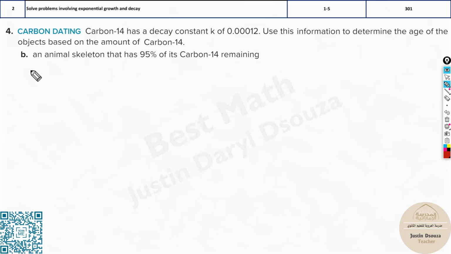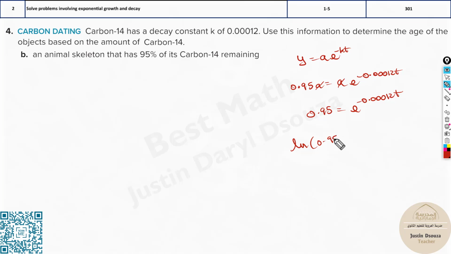Let me just take it off. You have to write given and everything for each question. Now the formula is given as Y equals A E to the power minus KT. Why? Because minus is for decay. Now all you do is substitute: 0.95 A equals A E to the power minus 0.00012 T. And now here this A and A cancel off because both are initial amounts. And here you have 0.95 equals E to the power minus 0.00012 T. And take natural logarithm on both the sides and just put ln in the calculator over here.